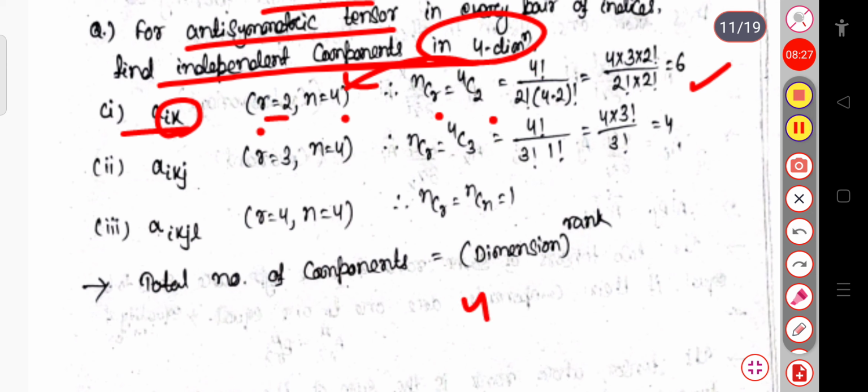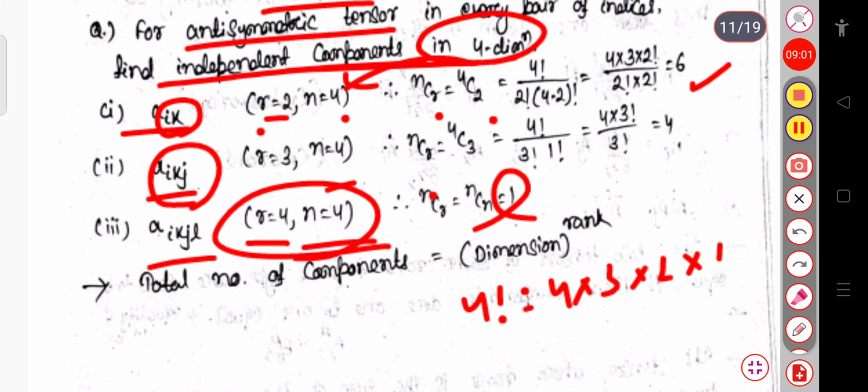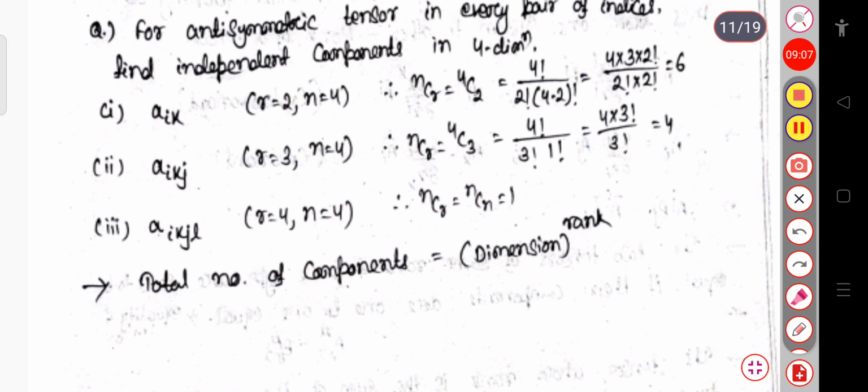4 factorial means this is your 4 into 3 into 2 into 1, or simply we can write this as 4 into 3 into 2 factorial, because 2 factorial and 2 factorial here will get cancelled. That's why we have written like this. Now for the next question, this is Aikj. Here the rank is 3 and n is 4 given. So you can calculate nCr. Similarly for Aikjl, here the rank is 4 and n is 4. So in this case directly you have to write the number of independent components is 1, because the rank is equal to the dimension.